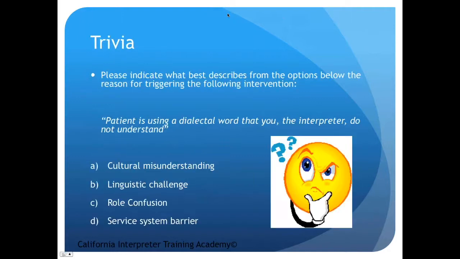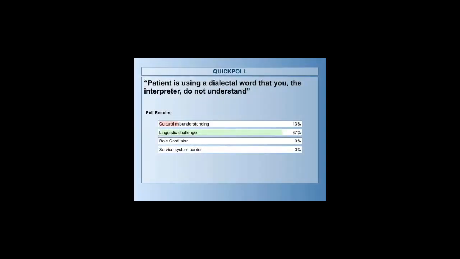I think it's time for another little trivia quiz, and here is our perplexed face to indicate that. The question is: please indicate what best describes, from the options below, the reason for triggering the following intervention. The patient is using a dialectical word that you, the interpreter, do not understand. Is that a cultural misunderstanding, a linguistic challenge, role confusion, or a service system barrier? It looks like overwhelmingly people have said this is a linguistic challenge, followed by a cultural misunderstanding. Nobody has chosen role confusion or service system barrier.